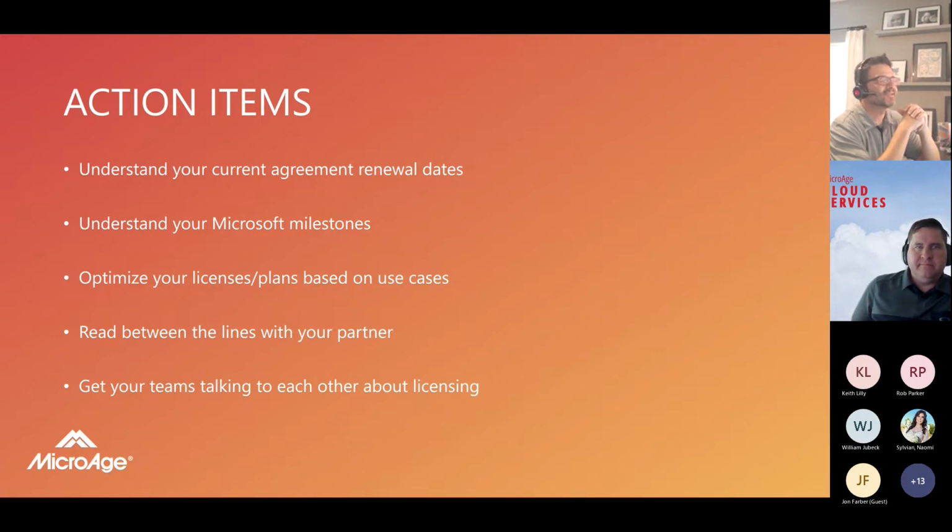So I'm from the 80s, so that used to mean something different. But the read between the lines with your partner. Essentially, when you're talking to your existing partner, whether it's your EA partner or your existing CSP partner today, really try to understand what their intentions are with you. Are they just trying to sell you something? Are they just trying to secure something, or are they really interested in the value?